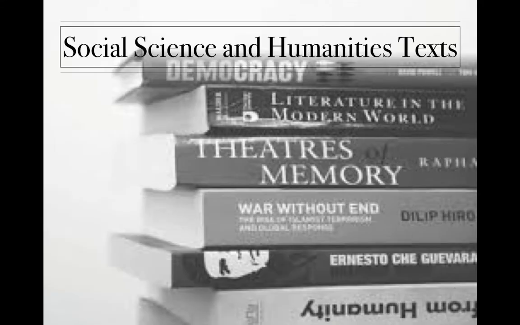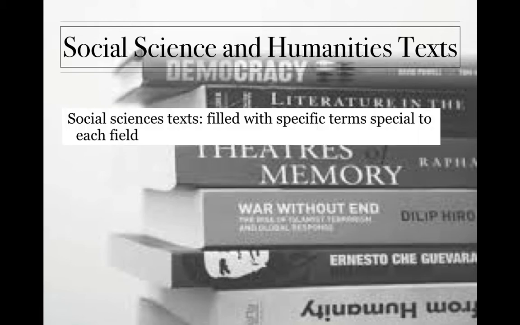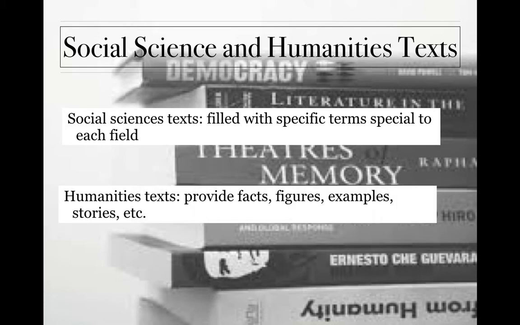When we look at social science and humanities texts, they usually have specific terms special to each field. Humanities texts usually have facts, figures, examples, and stories.